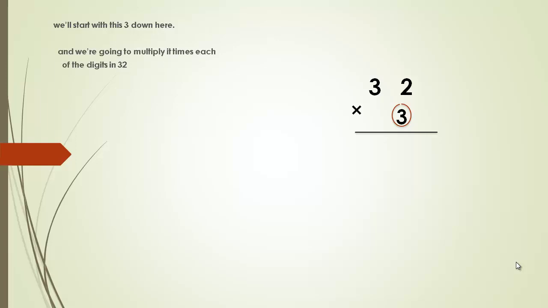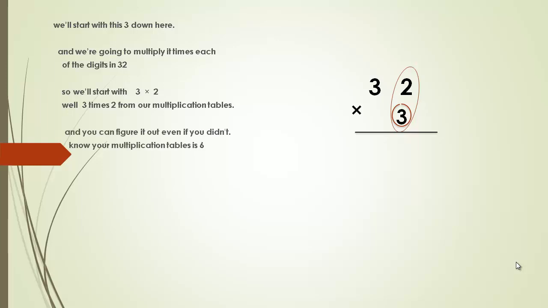We are going to multiply 3 times each of the digits in 32. At first, 3 times 2. How many is 3 times 2? You know from our multiplication table. Yes, very good. 3 times 2 is 6.